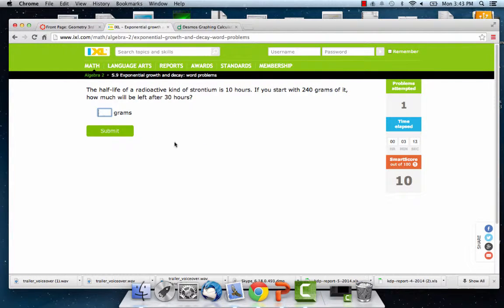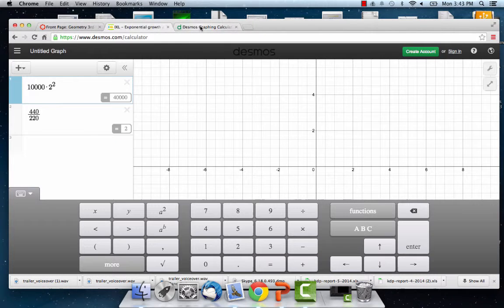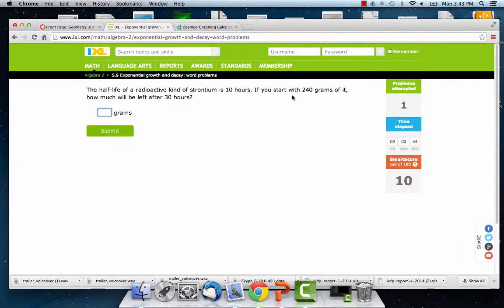Okay, then this one says the half-life of a radioactive kind of strontium, I suppose, is 10 hours. Half-life means the period of time it takes to halve, so they're saying it gets halved every 10 hours. If you start with 240, so 240 goes here, and instead of doubling, we're halving, so I can put 0.5 there, that's halving it.